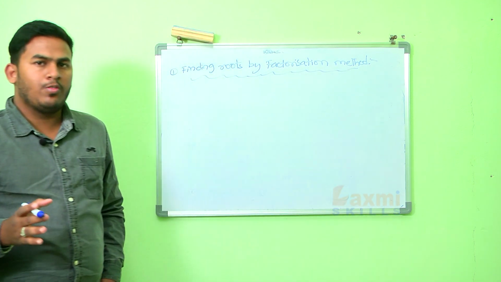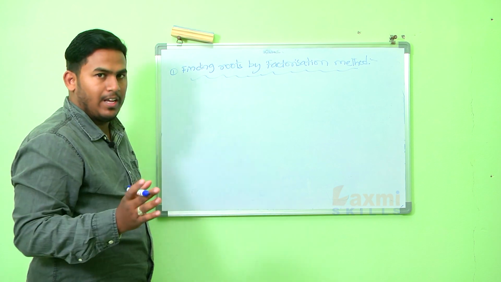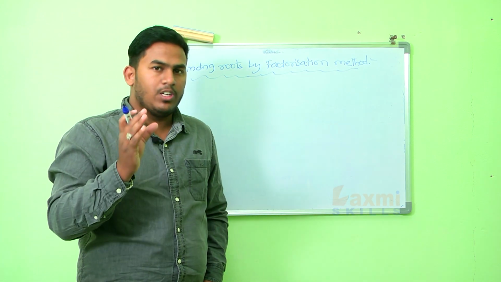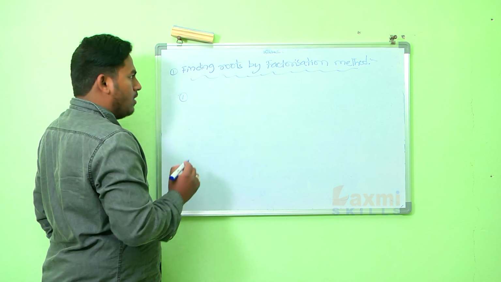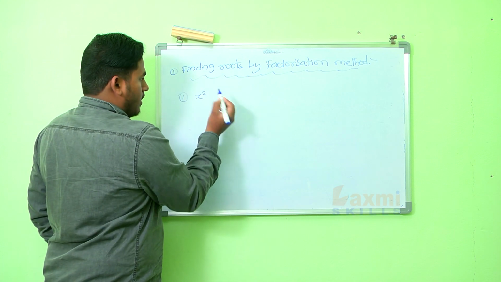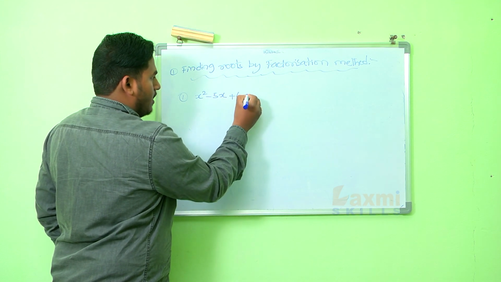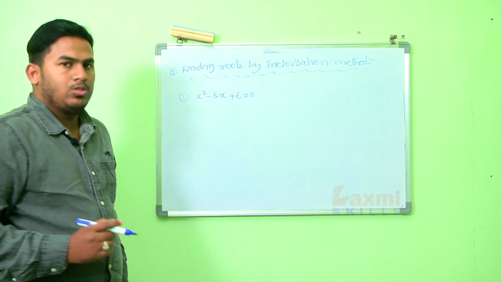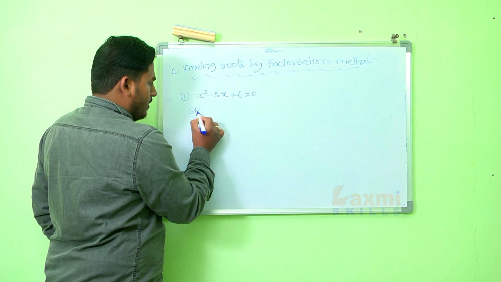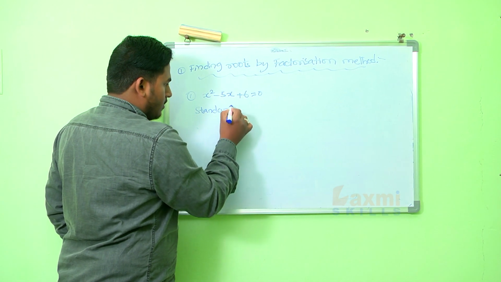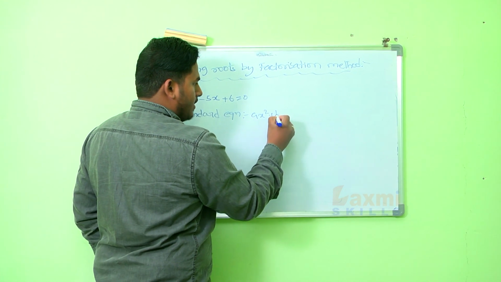This method which we will be discussing is one of the oldest methods, and you have seen this method in your 9th class. Just follow some tricks to get the correct answer. For example, x square minus 5x plus 6 is equal to 0. While doing the problem, you need to compare with the standard equation, that is ax square plus bx plus c.